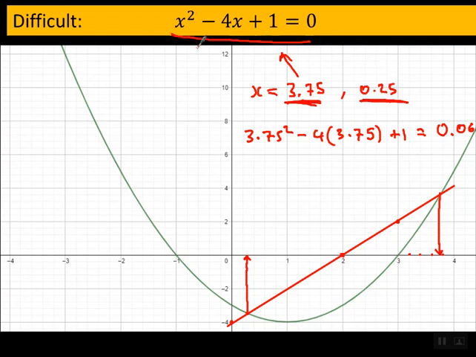So that's the hardest type of problem you're going to get on these kinds of questions about solving quadratic equations graphically. Now you need to look at practice and doing some questions on this.